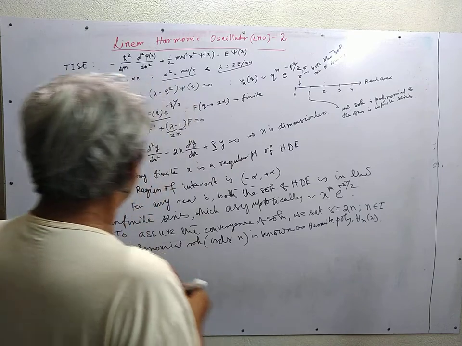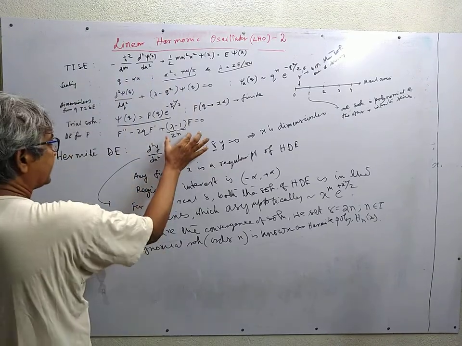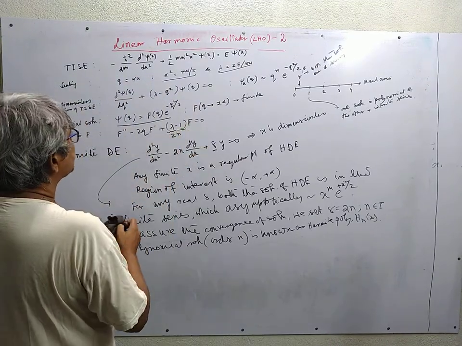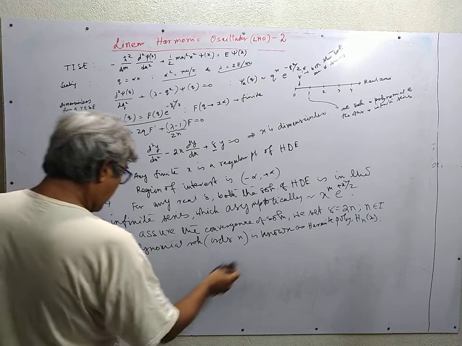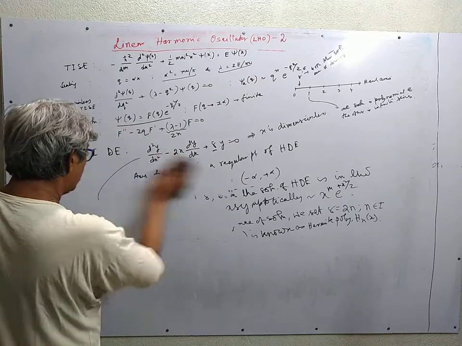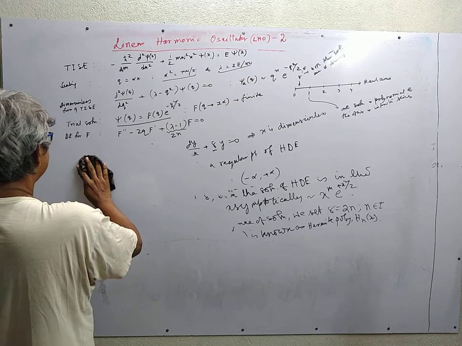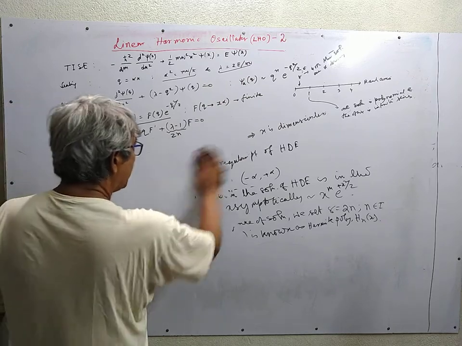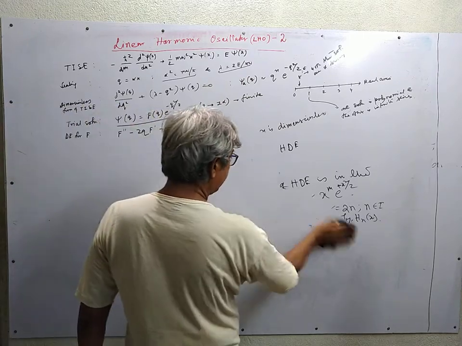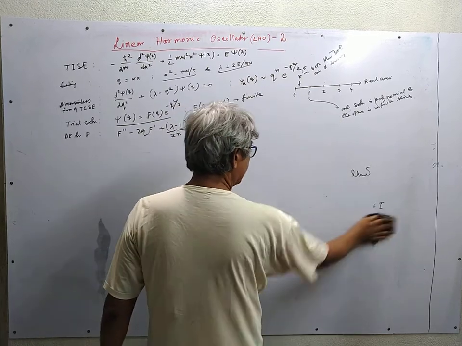So what we find is that for the convergent or physically acceptable solution, one must have gamma equal to lambda minus 1 equal to an integer 2n.